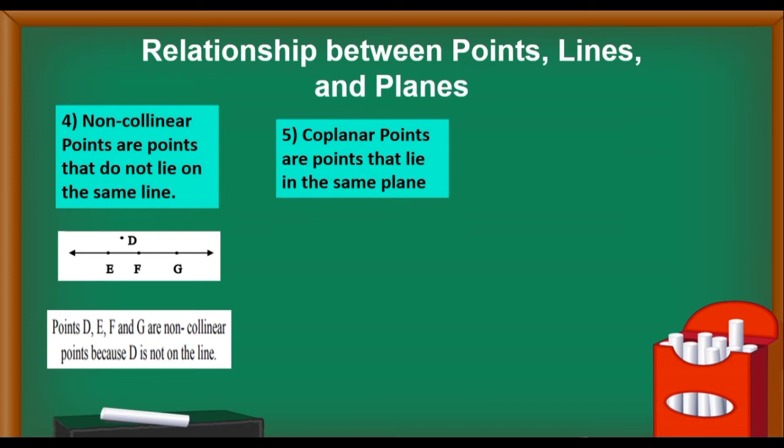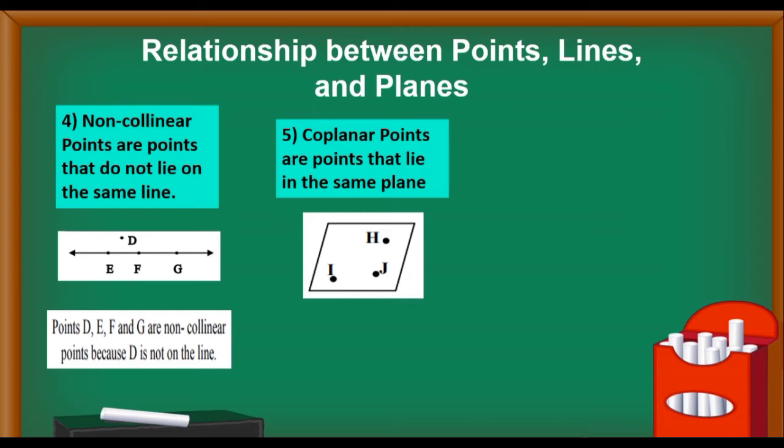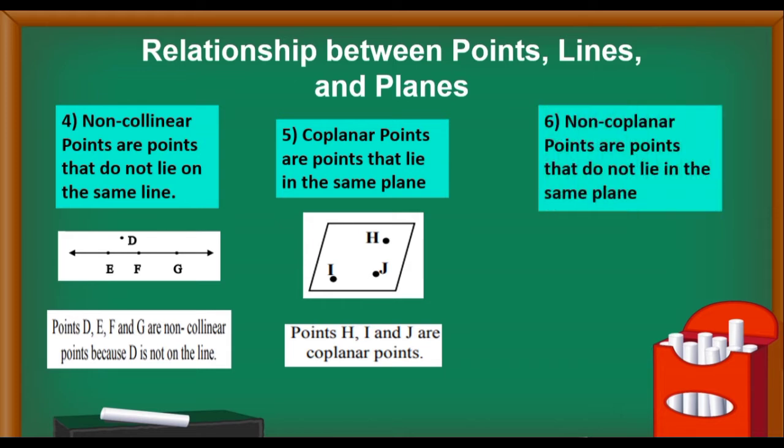Another is the coplanar points. Co, tapos planar. So, kasama sa iisang plane. Coplanar points are points that lie in the same plane. So, ganito po ang itsura niya. Si point H, si point I, at si point J, kung mapapansin natin, ay nasa loob siya ng ating plane. Since nasa loob po sila, we can say that point H, I, and J are coplanar points. So, meron din po tayong tinatawag na non-coplanar points. So, those are the points that do not lie on the same plane.